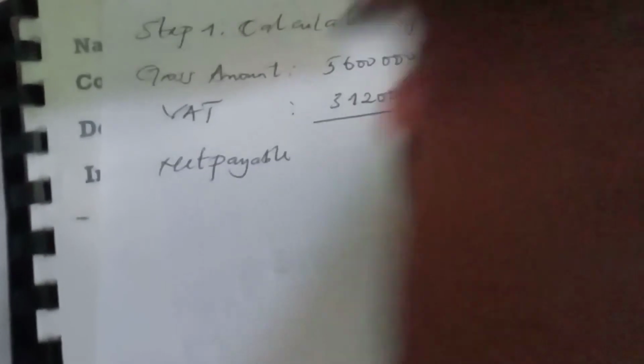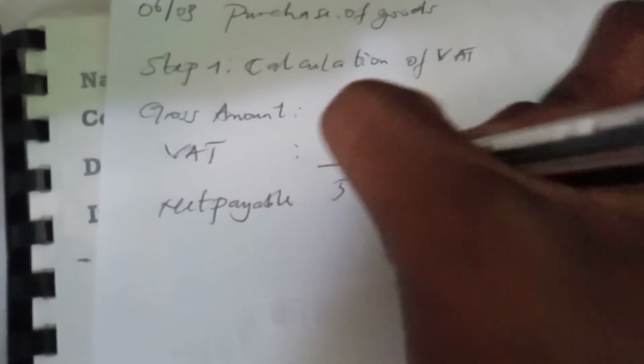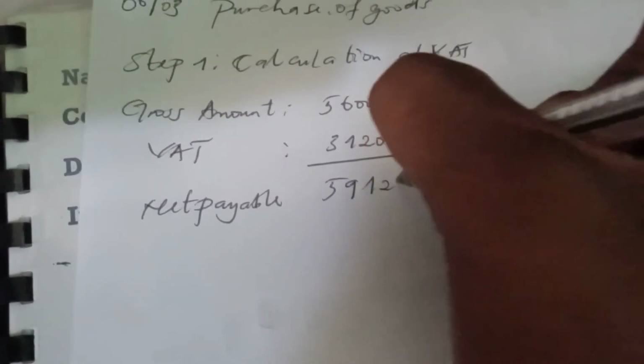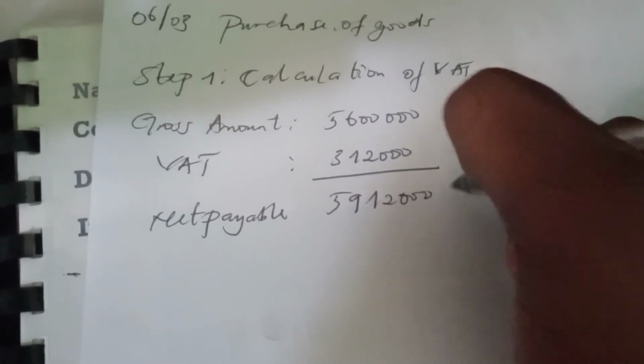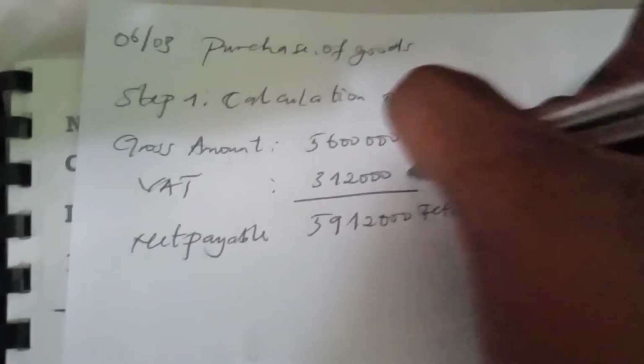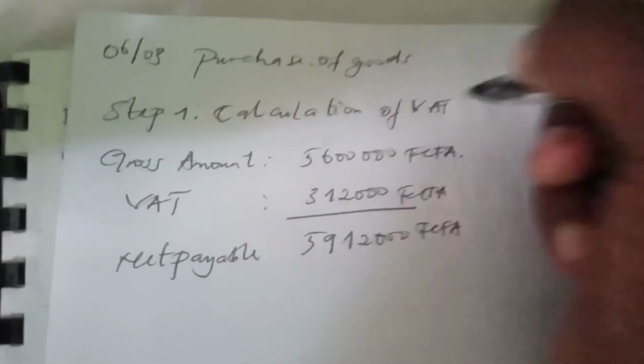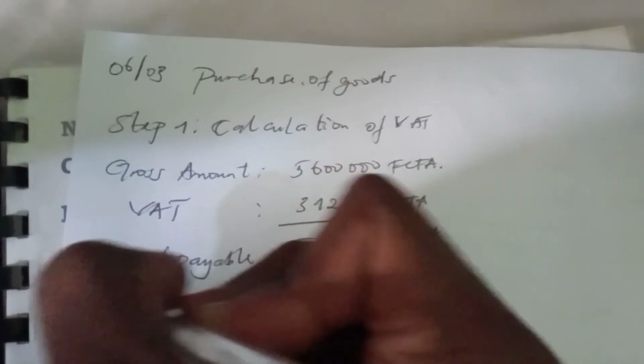I'm going to record down the net payable, which is the sum between the two. That is 5,912,000. Okay, franc CFA, please. We're putting a franc CFA. Okay, step 2. Let's move down to step 2.